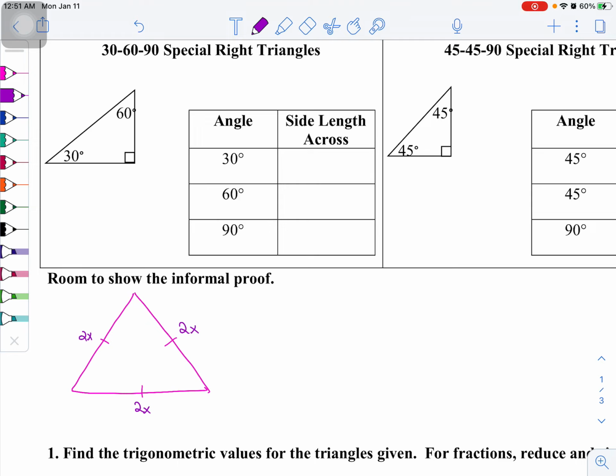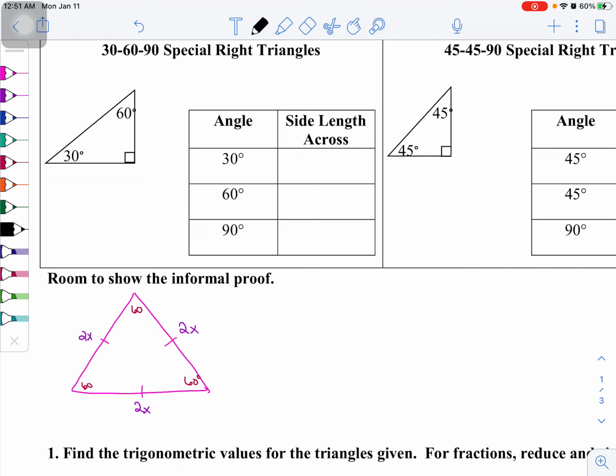And each of the angles, because it's equilateral, it's also equiangular. So each of the angles is a 60-degree angle. All right, so that's the basic idea behind equilateral, equiangular. It's a regular triangle. Now, that's not a 30-60-90.